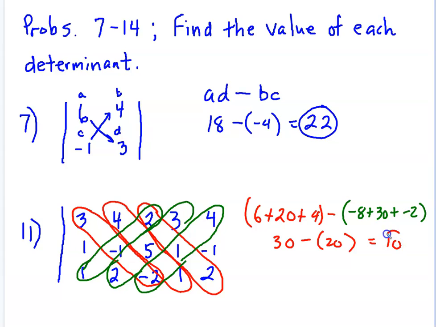And we end up with our determinant value is 10. So a little bit more involved when it's a 3 by 3, but I want you to use this method. We're not allowing graphing calculators in Algebra 2, so you need to know how to do this. And so that's how you'll come up with the determinant for a 3 by 3.